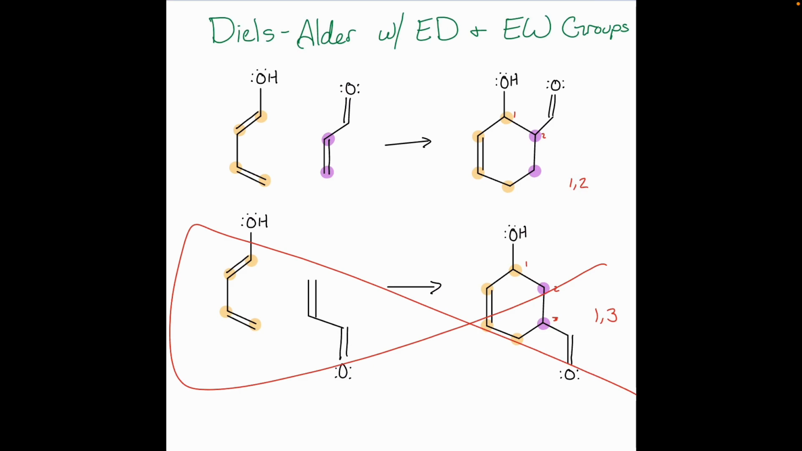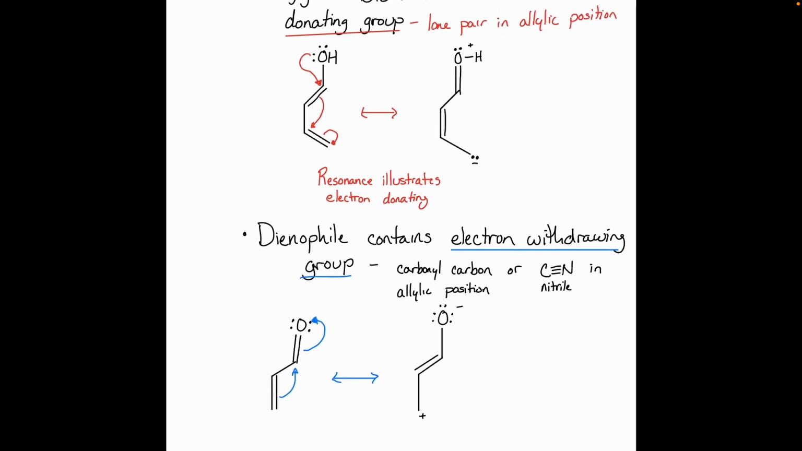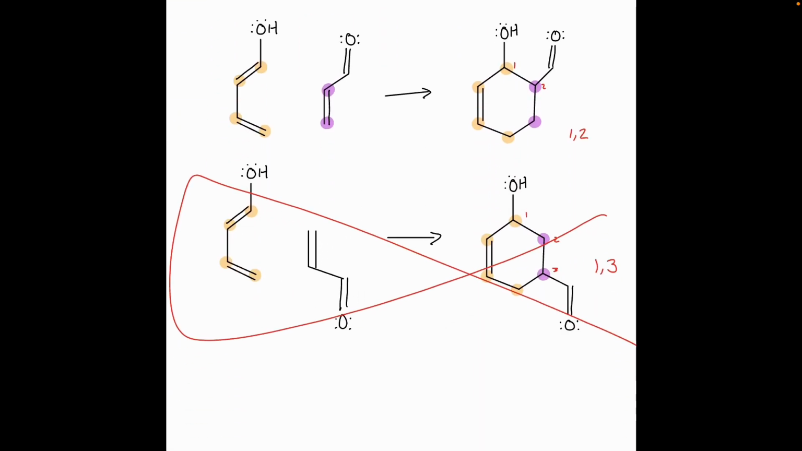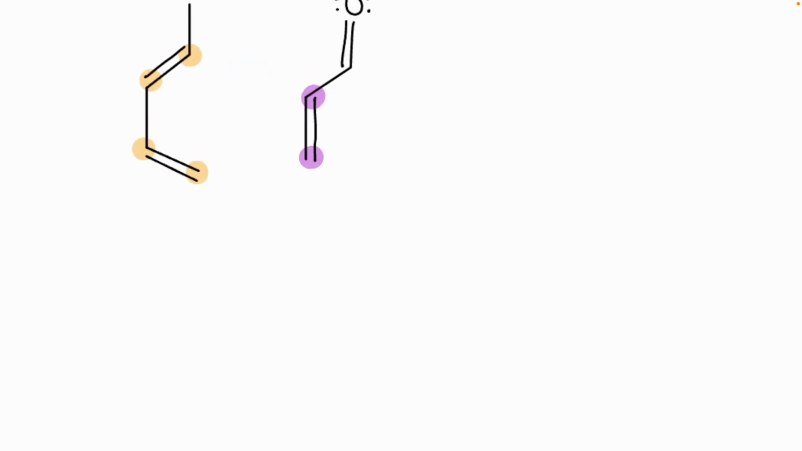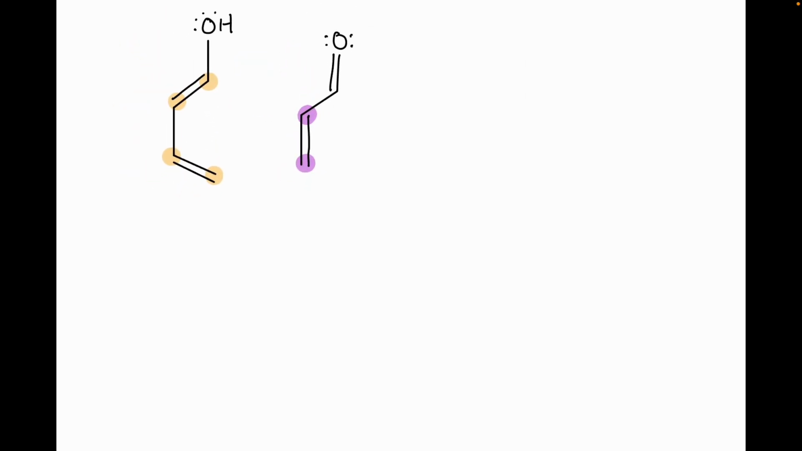All right, so why is that? It has to do with what I made us do up here, drawing those resonance structures. So let's take a look at this orientation of our 2 reactants. And now let's draw our resonance structure here, where my alcohol group has donated that pair of electrons. And my carbonyl group has withdrawn that pair of electrons.